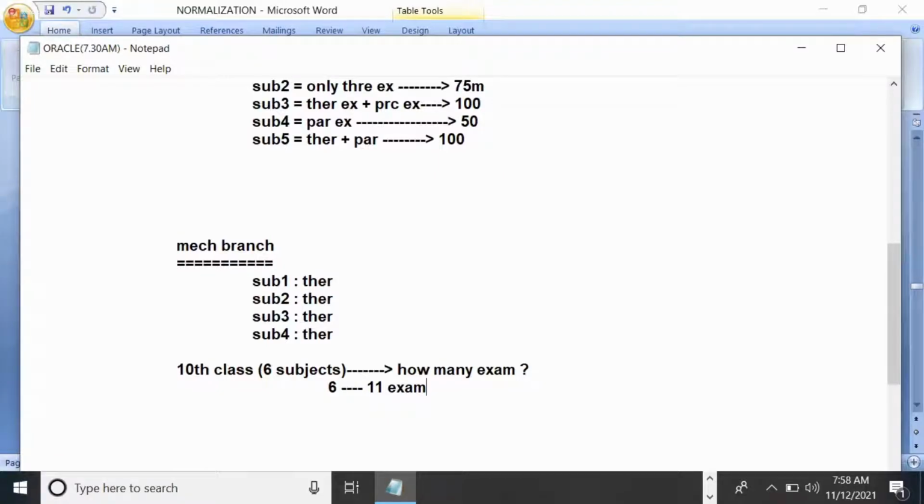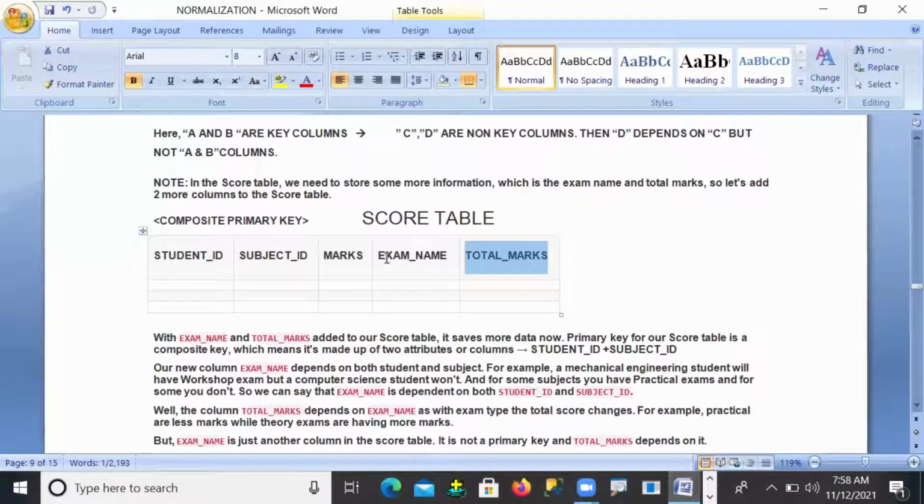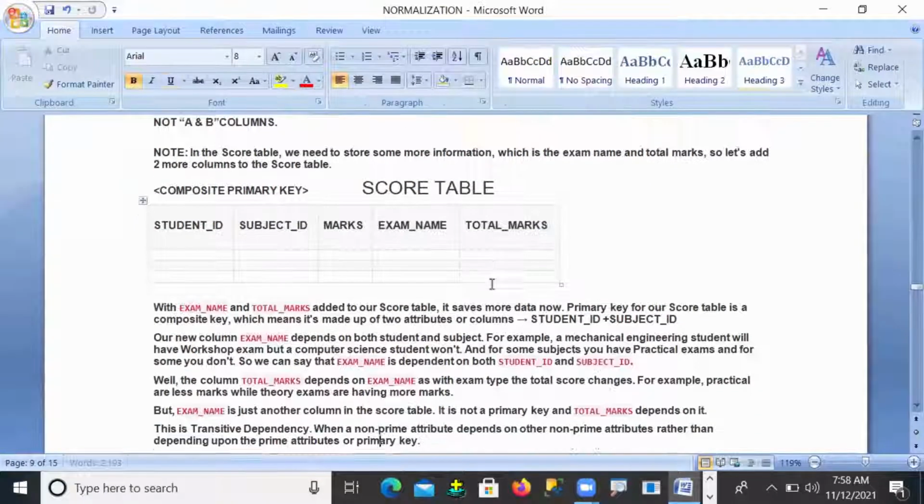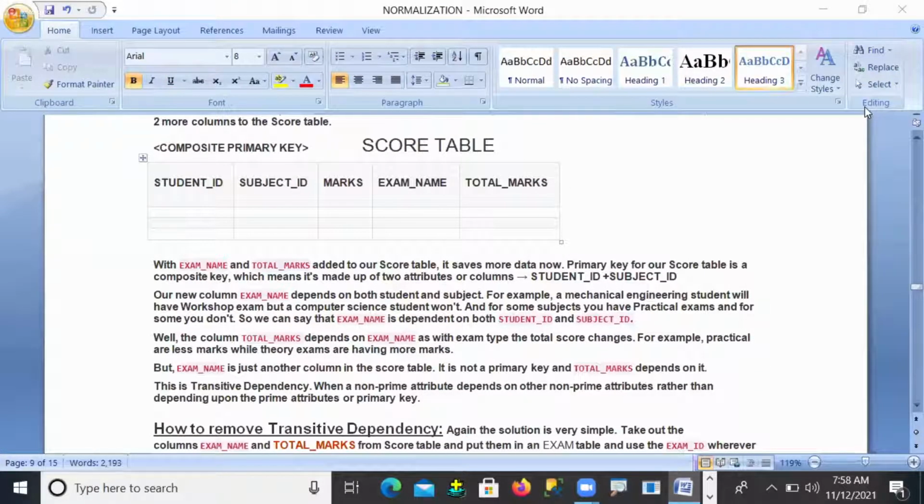So that's why I'm telling you here, the total marks of a particular subject depends on the examination name, examination names wise the total marks will be changed. For example, you see one small explanation here. With examination name and total marks added to our score table, it's more data now. The primary key for our score table is a composite primary key, which means it is made up of 2 attributes or columns: student ID plus subject ID. These 2 are the primary key columns.